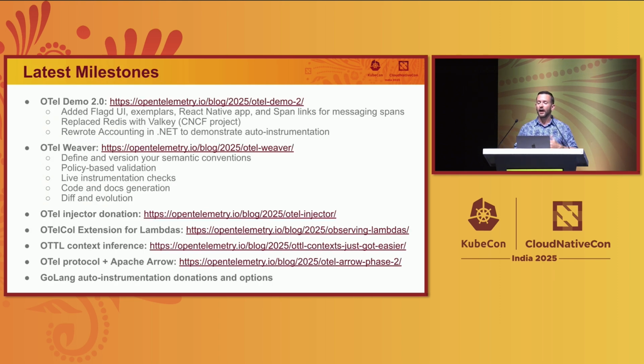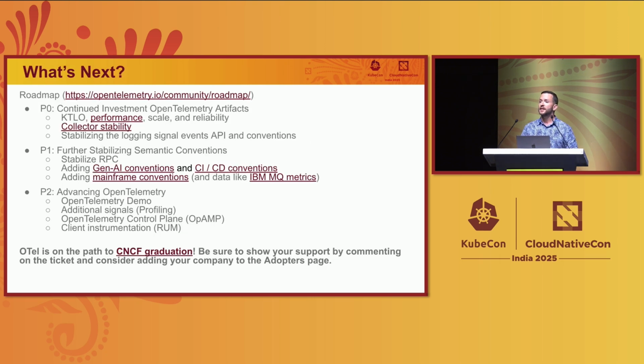And then finally, we have Golang instrumentation. It already supported manual instrumentation, but if you're familiar with compile time languages, it's kind of hard to do auto instrumentation. Now there are donations from Datadog and Alibaba Cloud, allowing you to do this via eBPF, as well as compile time injection. So be sure to take a look at the project.